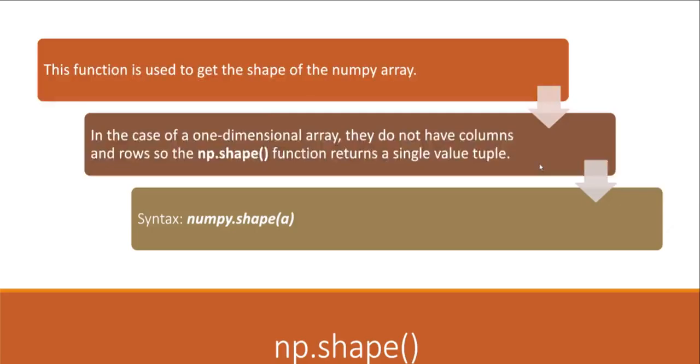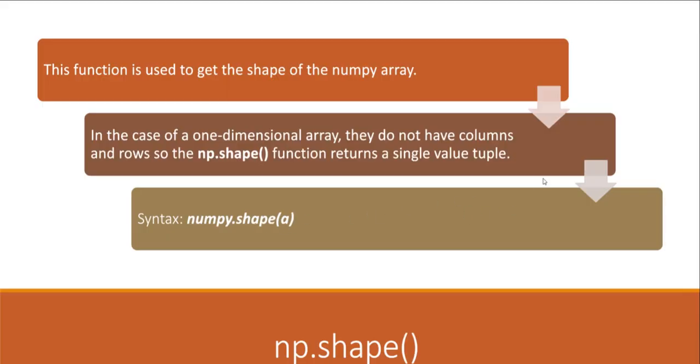The first attribute is np.shape. This attribute returns the dimension of the array and it is a tuple of integers that indicates the size of your NumPy array. For example, if you create a matrix with n rows and m columns, the shape will be n cross m. One dimension arrays do not have columns and rows, so the np.shape function returns a single value tuple. So here is the syntax of NumPy.shape. NumPy.shape is the attribute, and within this function there is only one parameter, that is array, that indicates a.